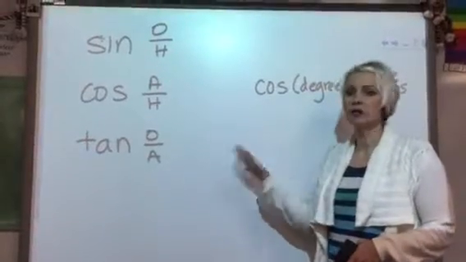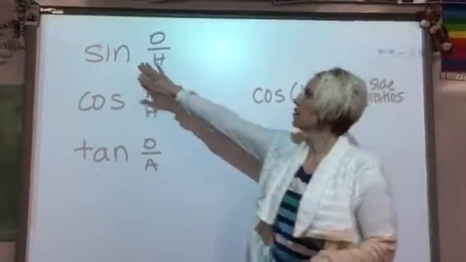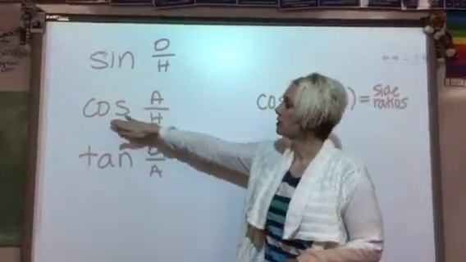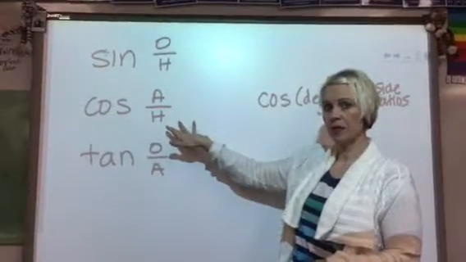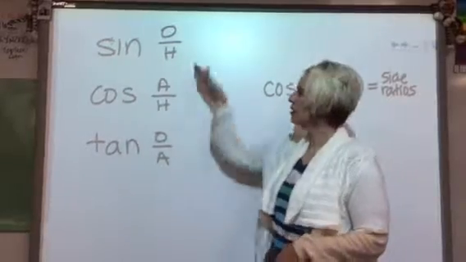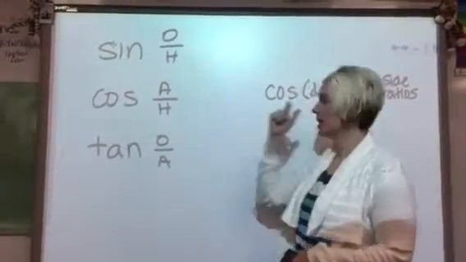In this lesson, we are going to finish our study of the trigonometric ratios. Just as a review, remember that sine is opposite over hypotenuse, cosine is adjacent over hypotenuse, and tangent is opposite over adjacent. So SOHCAHTOA, if you can't remember the ratios, you can just say that aloud.